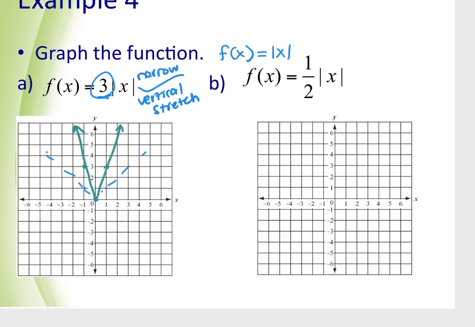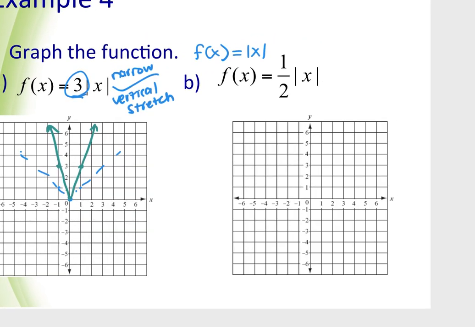How about the 1/2? What's it called? It's called a vertical shrink or compression. And it makes it wide. So I go 0 and I go, instead of up 1 out 1, I go up 1 out 2. Questions?